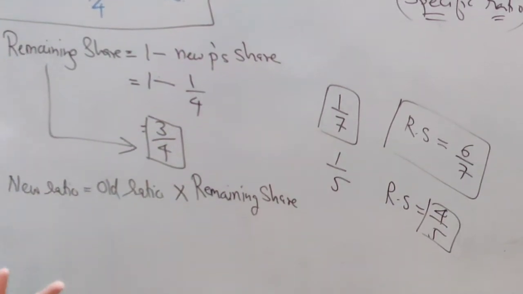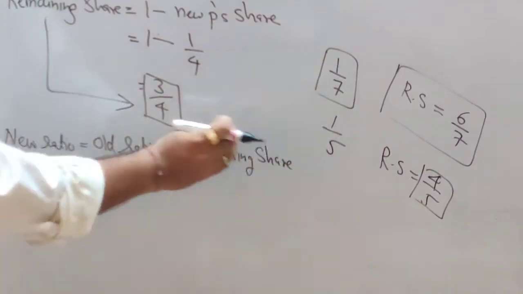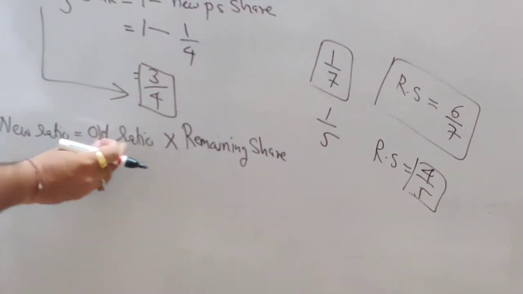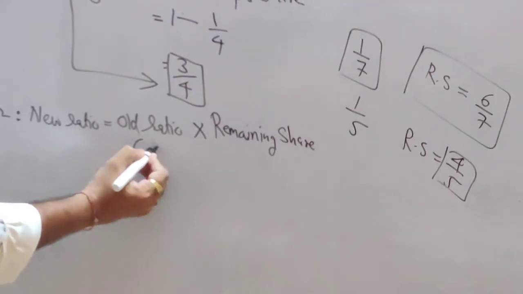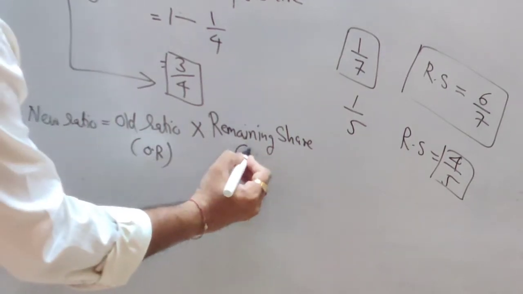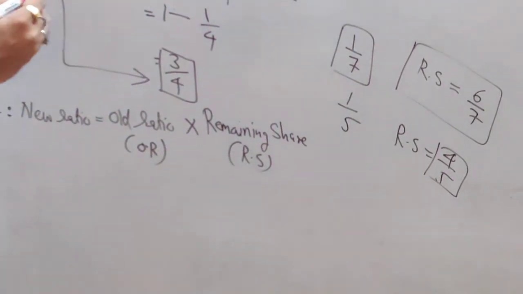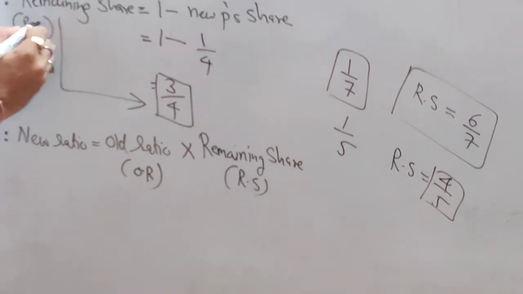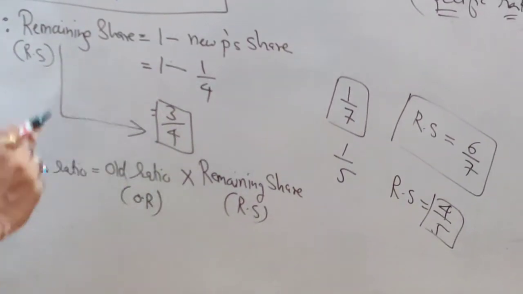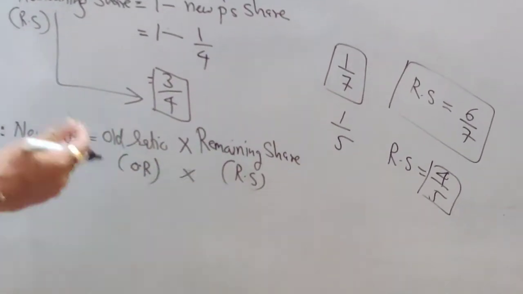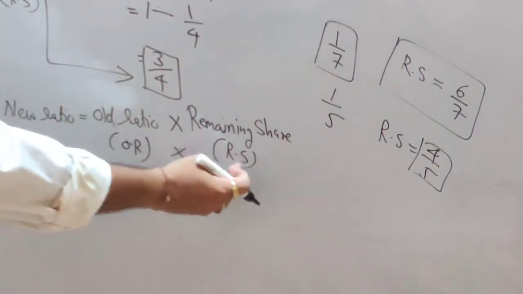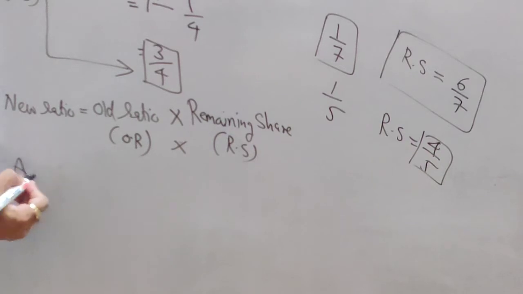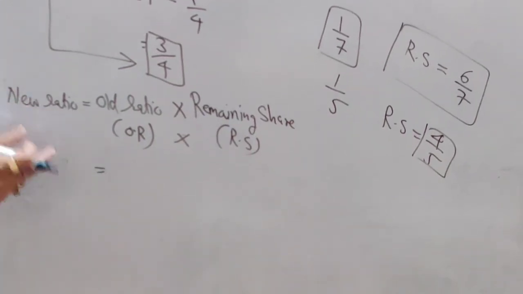Now step 2 is very easy, student. Just follow the formula. New ratio is equal to old ratio into remaining share. I call it old ratio OR, remaining share as RS. So this is your remaining share, 3 upon 4. OR RS. I called it OR RS so that we can easily remember it. So now let's find out A's new ratio.